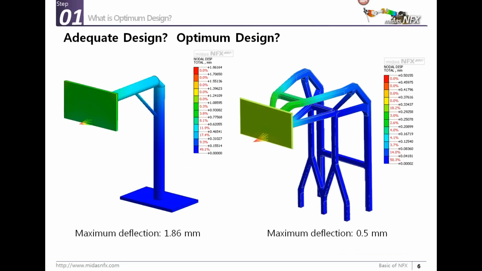You can see the difference between these two models. For example, the maximum deflection in the model on the left is 1.86 millimeters, if I do the simulation and everything, and on the right it's 0.5 millimeters. So I minimized the deflection.